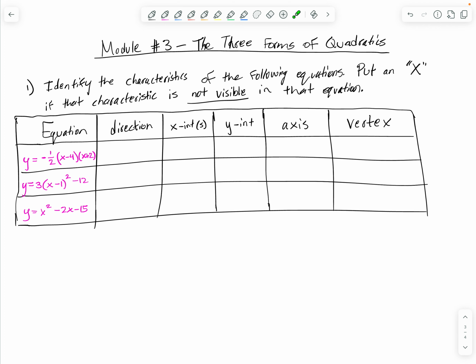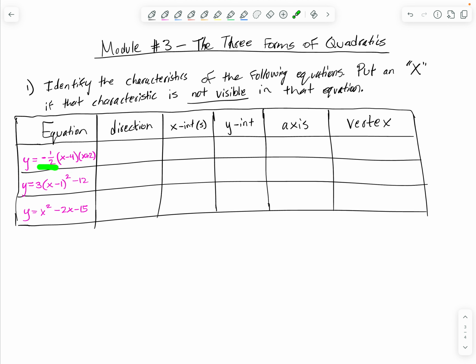The important thing to note is that these are 3 forms of quadratics, but they're not necessarily the same quadratic. I'm not telling you in any way that these are all the same equation. What you need to know is, what form of quadratic is this?